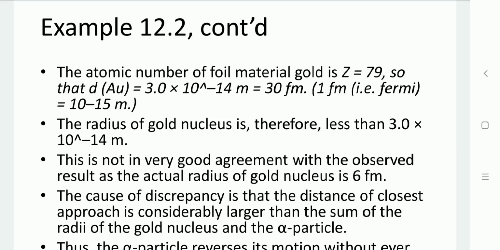So here this is not in good agreement with the observed result, where the actual radius of the nucleus is 6 femtometer. The cause of the discrepancy is that the distance of closest approach is considerably larger than the sum of radii of the gold nucleus and alpha particles. So that's why the alpha particle reverses its motion without touching the gold nucleus.